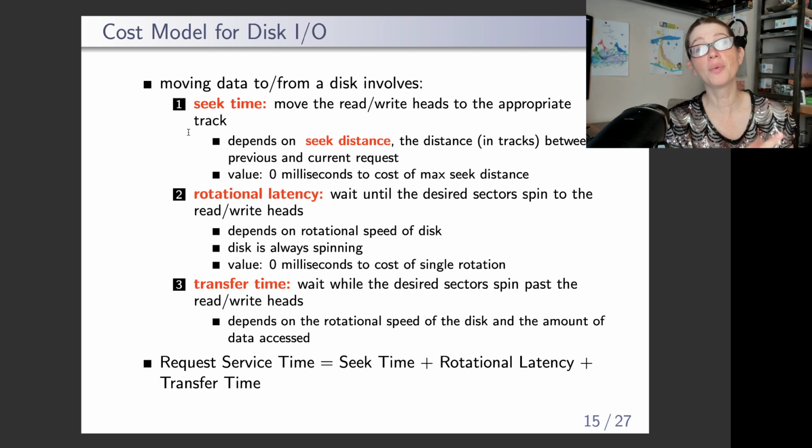So the speed, your rotational latency is dependent on that. The minimum rotational latency is zero because it's already there. And the maximum is the cost of a single rotation of the disk.